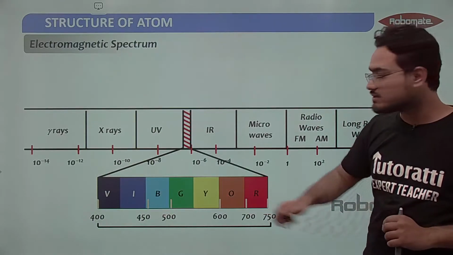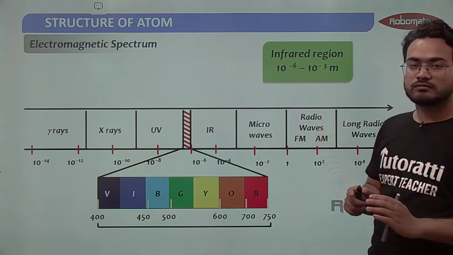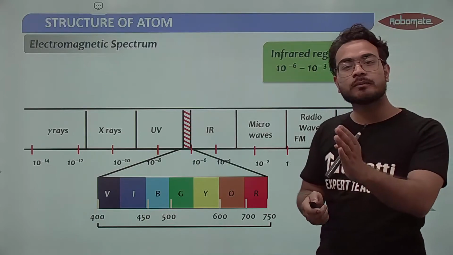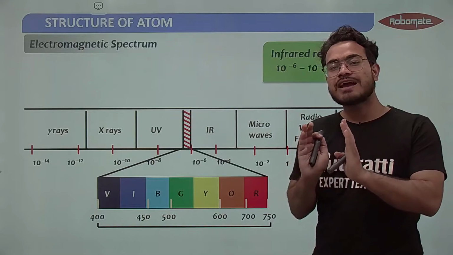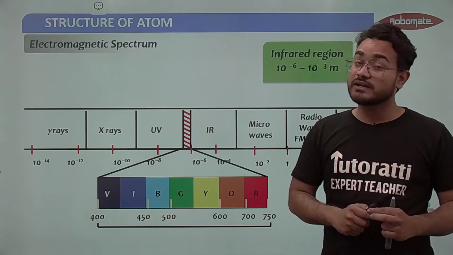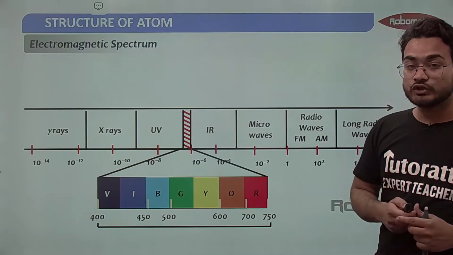Next to the visible region is the infrared region. Infrared region has a wavelength of 10 to the power minus 6 to 10 to the power minus 3 meter. The median range will be 10 to the power minus 5 meter. Yes, Tanishka, it is the red region. Quite right. Very good.